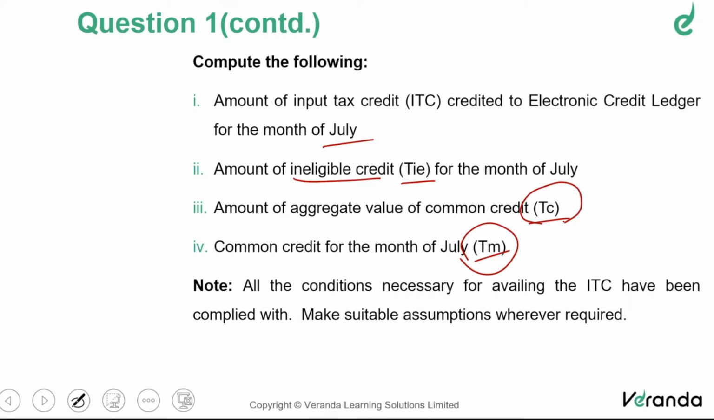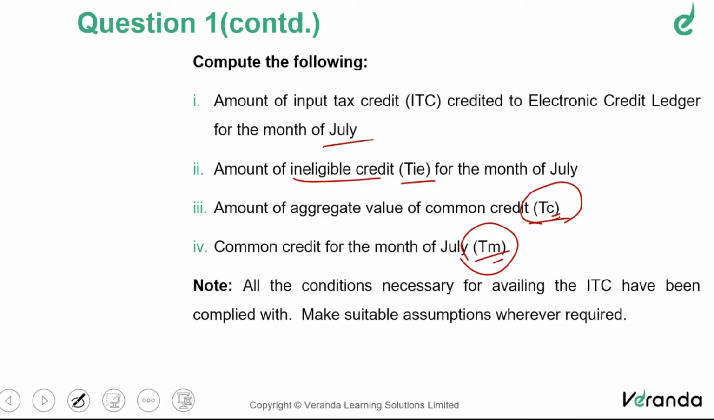Sir, no, sir, you are supposed to answer. I will not answer. Just attempt a shot. What is the difference between TC and TM? The abbreviations, the letters used here, will give the idea. Yeah, can I go? Yeah, please go ahead. So TC basically is total credit. All right. And TM basically is the common credit pertaining to that month only.